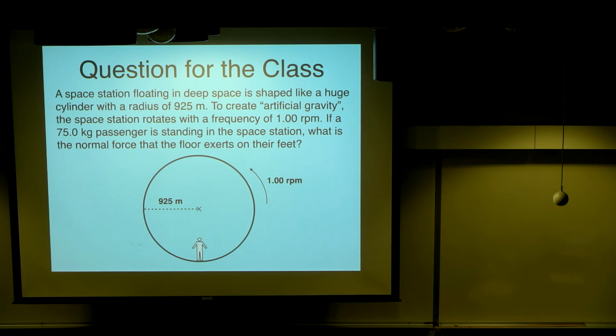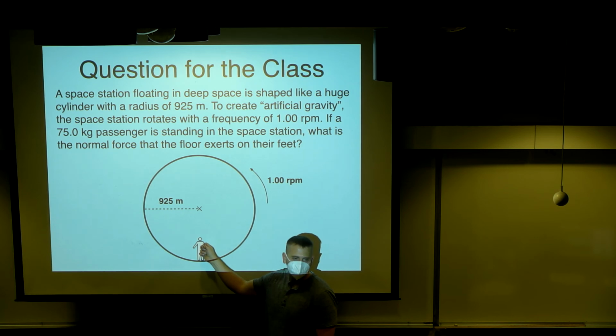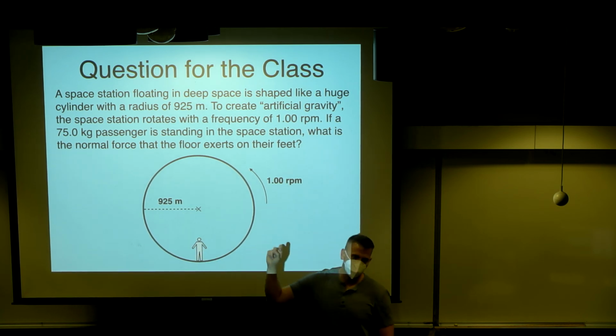It should be pretty clear this is a circular motion problem, right? What are some general facts we know about circular motion? What can we say about the acceleration of something that's moving in a circle? Yeah, it's going to be v squared divided by r. That's correct. We're not actually given a value of v, are we?